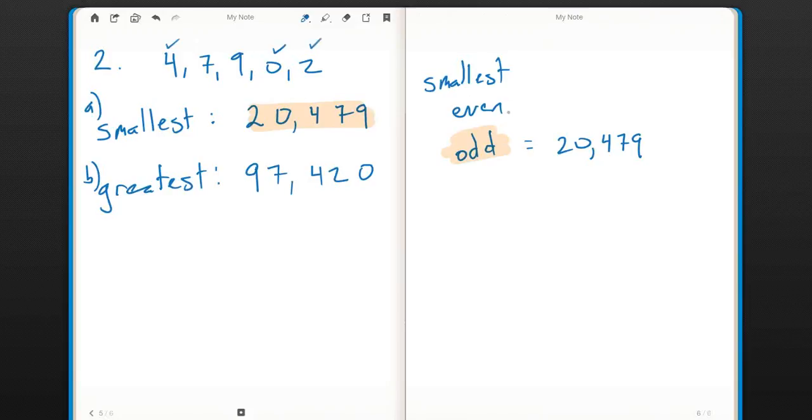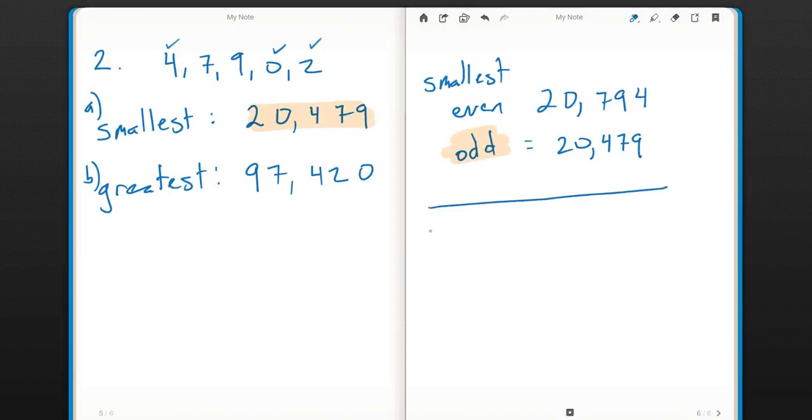If I want to find the smallest even number, then my last number is either going to be 2 or 0 or 4. And the smallest number I can get really needs to have a 2 in front. And I don't want to have a 4 or 7 or 9 next. I want it to be in the 20,000 range, but I have to have one of those numbers at the end, so that'll be the 4. And so the smallest I can go and make it an even number is 20,794.